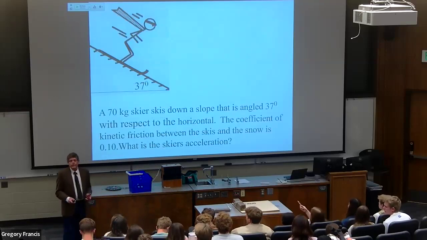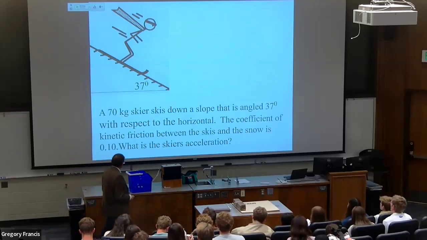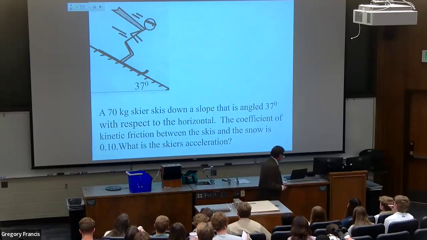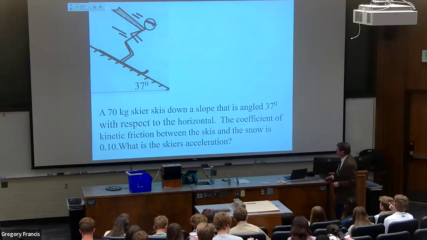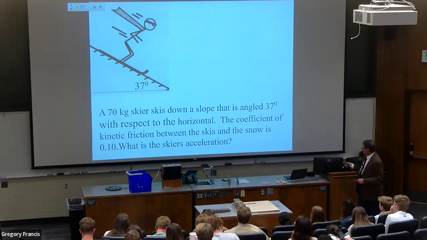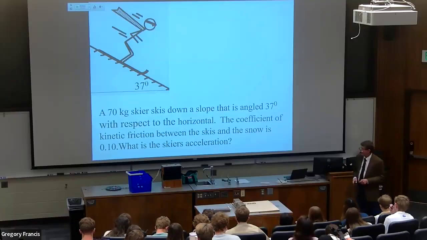This is a problem that's very similar to one of your homework problems. You have a 70-kilogram skier coming down a slope and speeding up as she goes. The slope happens to be angled at 37 degrees with respect to the horizontal. The coefficient of kinetic friction between the skis and the snow is 0.1, fairly good skis. What is the skier's acceleration?